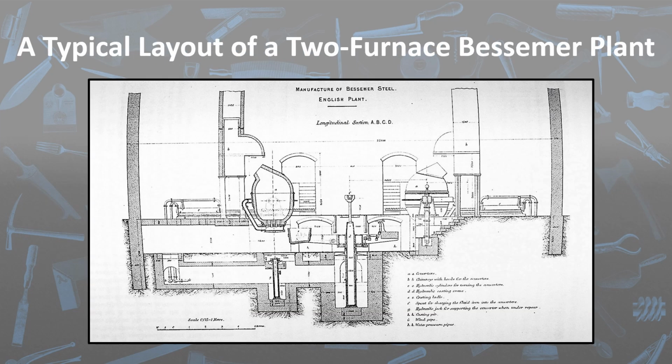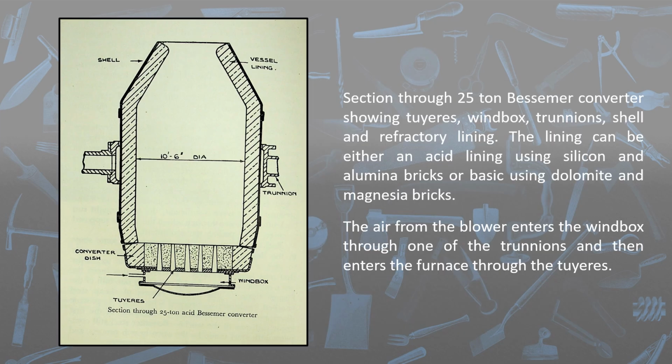A typical Bessemer plant at this time would comprise two rotating converters with air blowing facilities, fume extraction plant, a rotating casting pit, and overhead cranes for lifting the moulds out of the pit and separating the steel castings from these moulds. To summarise, a section through the 25-ton Bessemer converter shows tuyeres, windbox, trunnions, shell, and refractory lining.